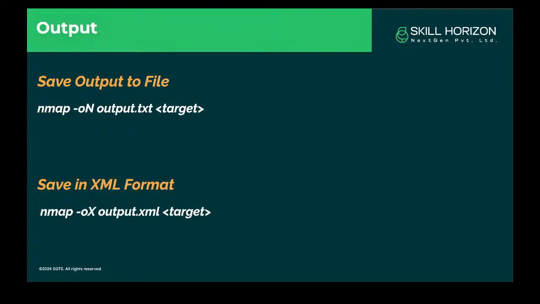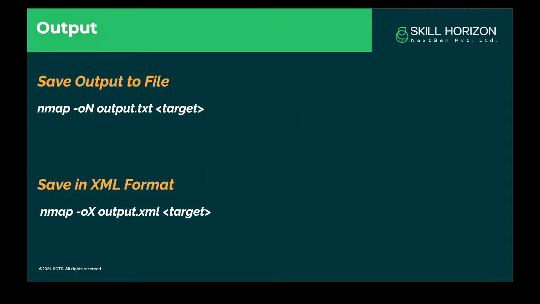Then if you want to store the output in a file, there are two particularly useful options, though there are many. If you want to save your output to a file, then you can use the option -oN and provide a text file name. But if you want to save in XML format, then you can use -oX and provide the file name in .xml format, output.xml, or name it something else. So your output will be stored. These two commands are used for output purposes.